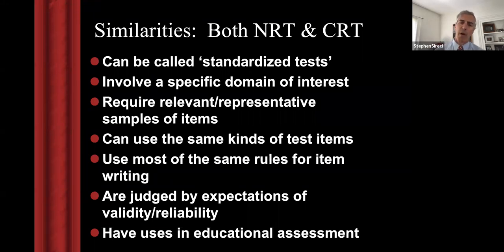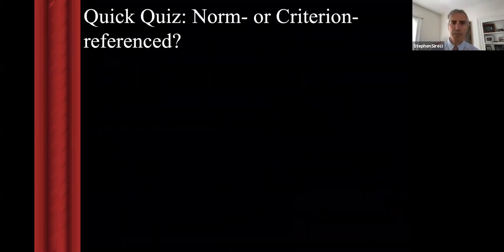The way we try and represent the domain with relevant and representative samples of items is the same. A lot of the same rules for item writing apply. And when we evaluate the test with respect to criteria for reliability and validity that we'll talk about in a minute, we have very similar standards. We expect reliable scores. We expect the use of the test scores to be valid. We expect validity evidence for those uses. And both are used in educational assessments.